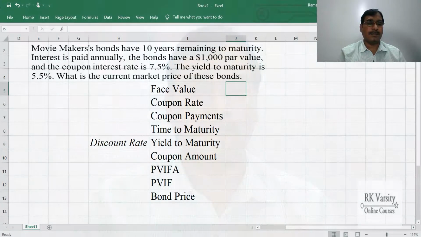Hi, in this lecture I'll show you how to calculate bond price in Microsoft Excel. Here is an example. Movie Maker's bonds have 10 years remaining to maturity, that is, time to maturity is 10 years. Then interest is paid annually, so this is an annual coupon payment, that is, there is only one coupon payment during the year.